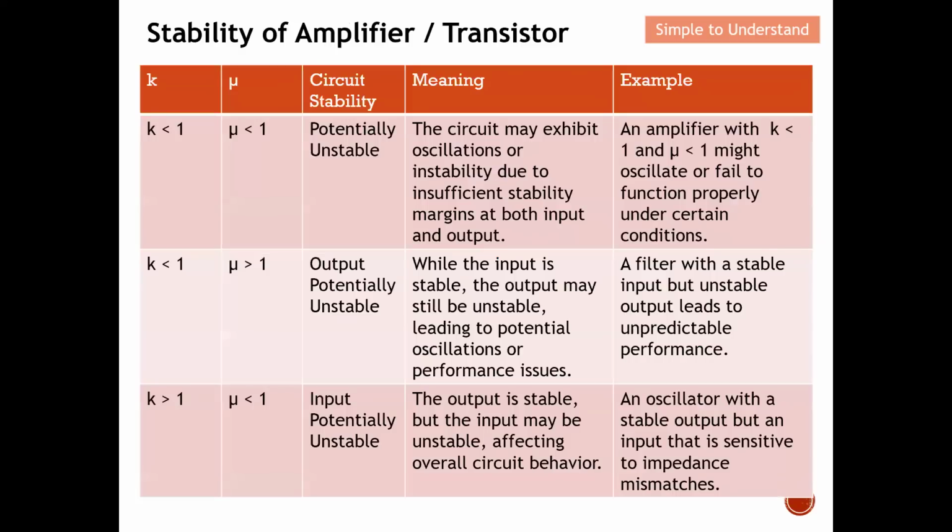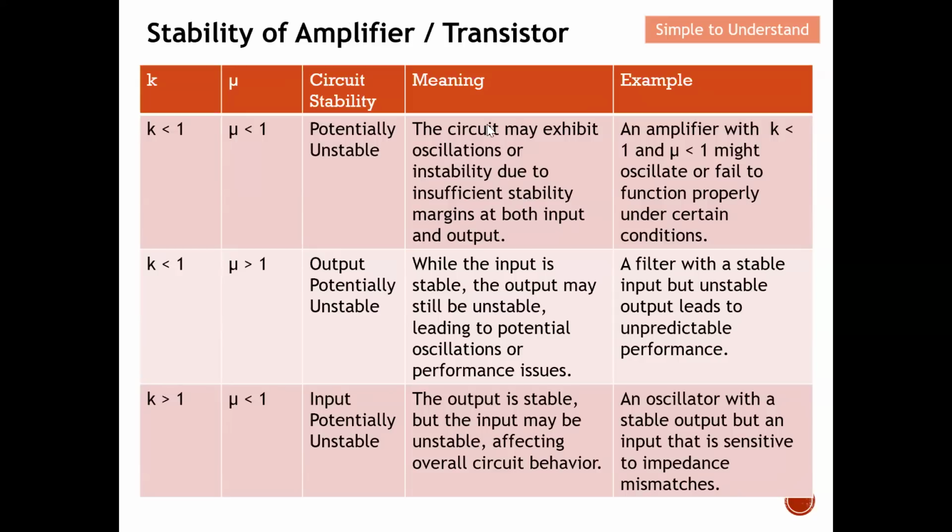So let's study the situations. Under this case, when K is less than 1 and this MU factor is less than 1, this is potentially unstable, which means a highly unstable design. The circuit may exhibit oscillation or instability due to insufficient stability margin at both input and output. In short, the amplifier that we design will be potentially unstable, because the margins are too near at both the input and output.